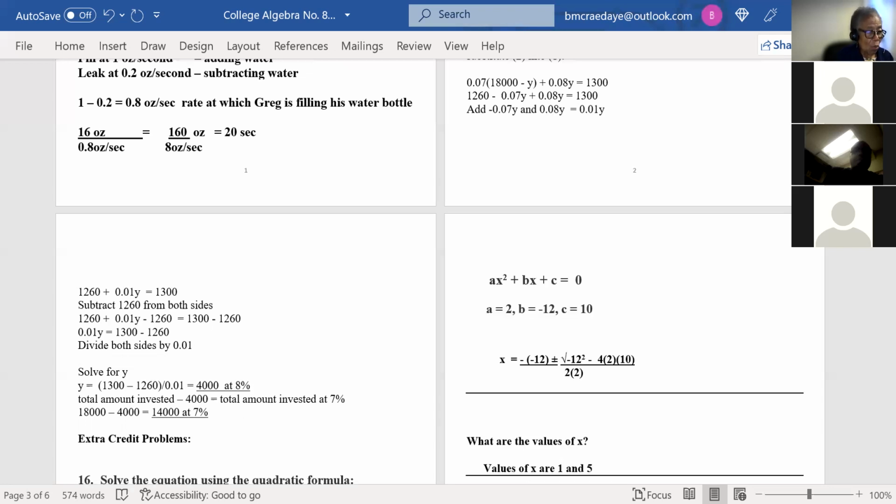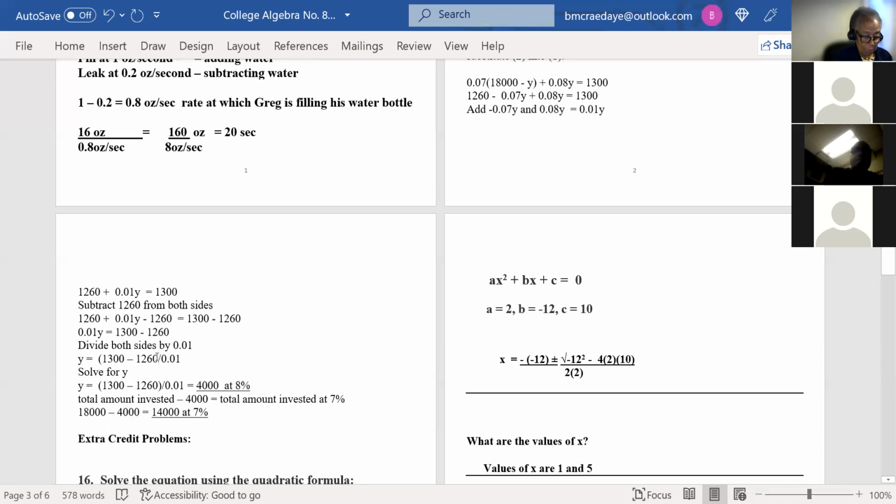If I do that, on the left side, I will just have Y, correct? 0.01 over 0.01 is just 1. So I'll have Y. And on the right side, I'll have this 1300 minus 1260, and that would be divided by the 0.01. But I'll put this in parentheses because you have to do the subtraction first and then do the division.